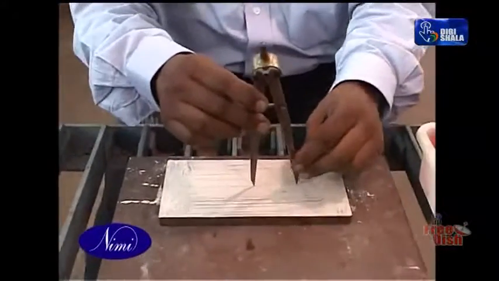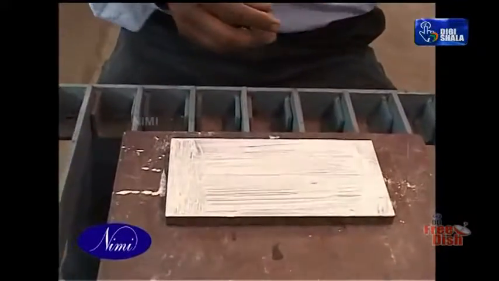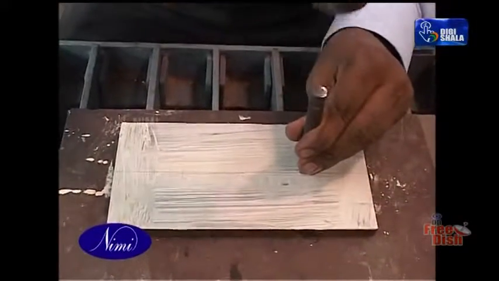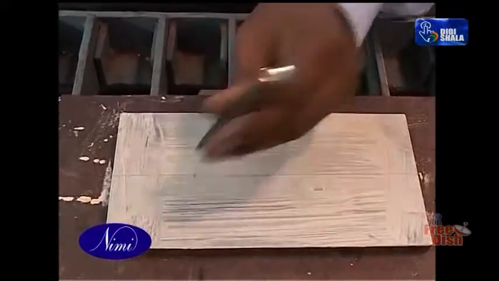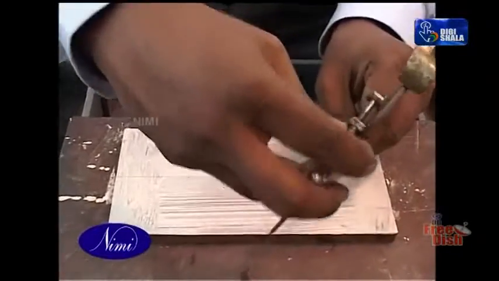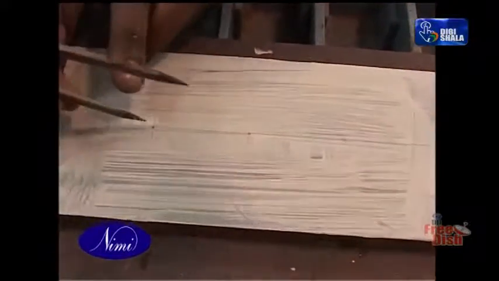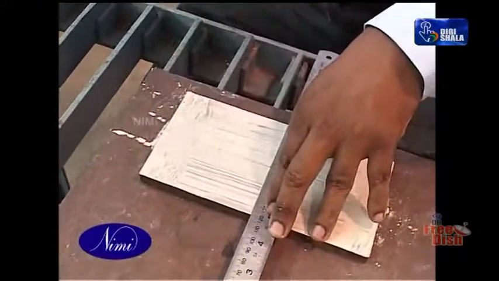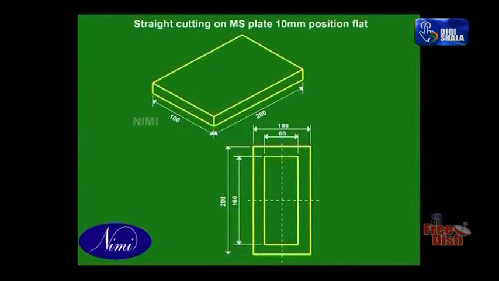Take a suitable radius in the wing compass or a divider and mark 2 points on either side of the center point. Punch the 2 points. Now, bisect the center line. With the scale and scriber, mark the minor axis.